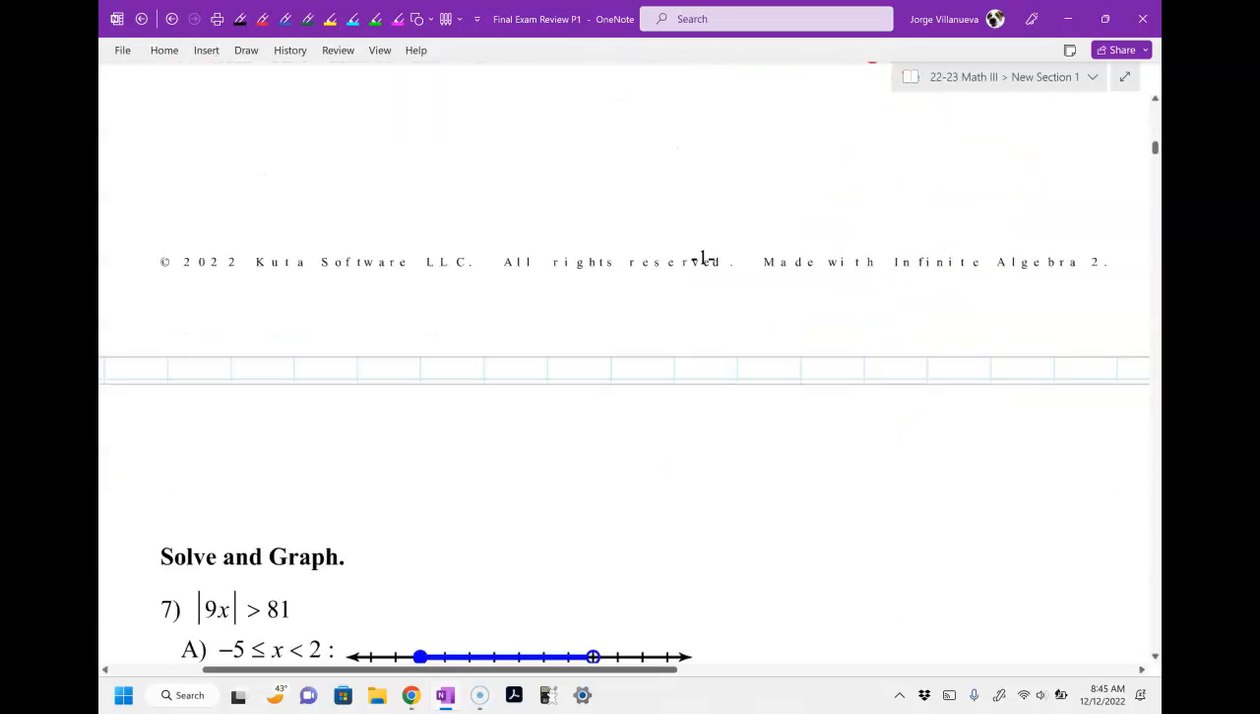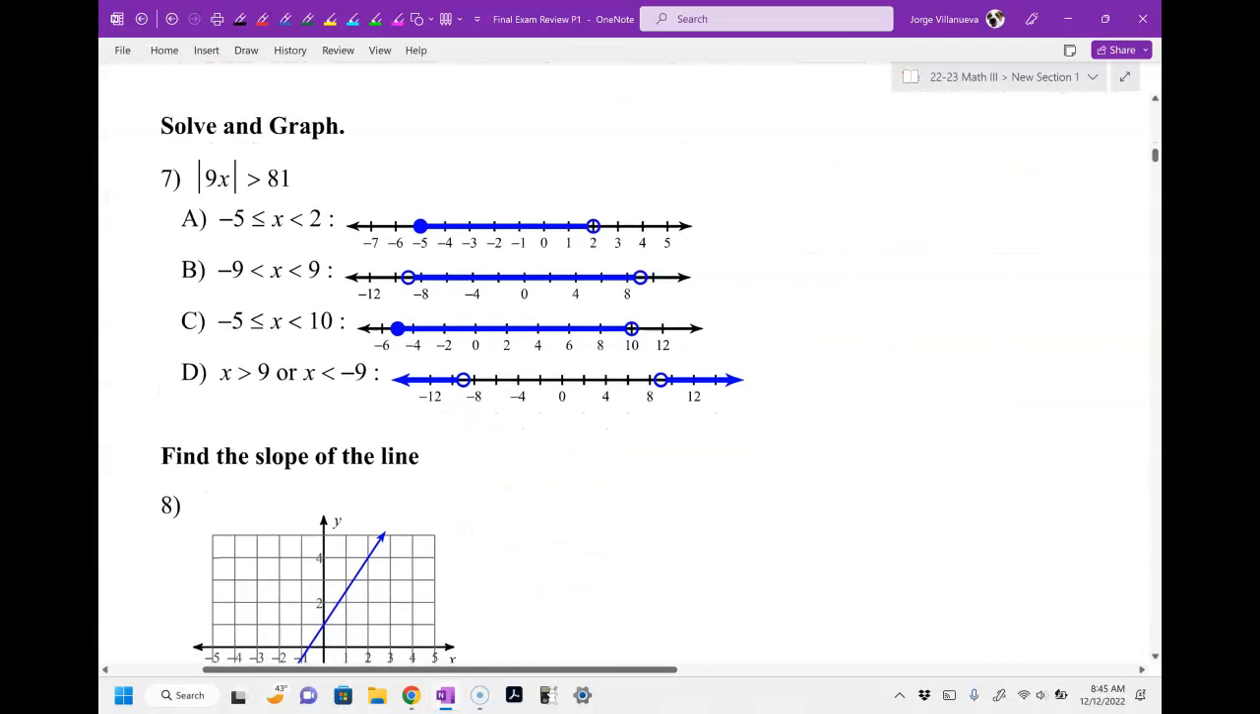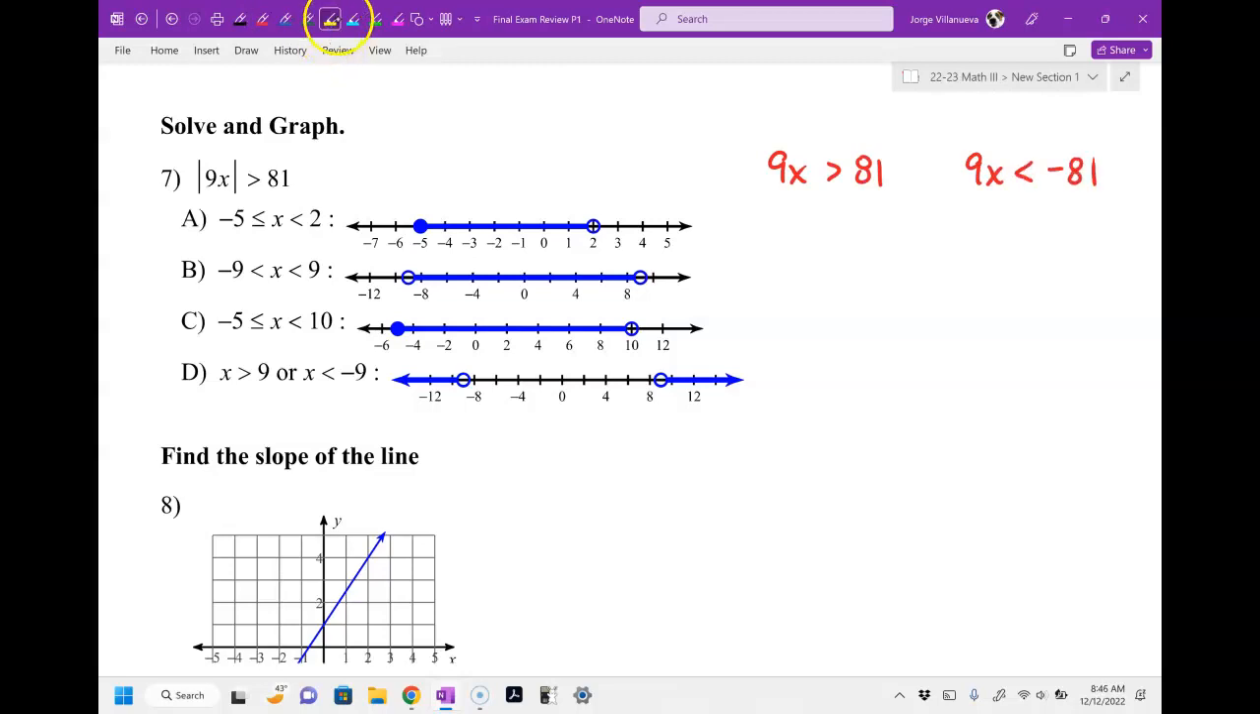All right, let's move on to 7. So solve and graph. Now, this is another absolute value, which means that you have 2 different equations you got to write. So I'm going to write 9x is greater than 81, and then 9x is less than negative 81. And remember, this is the symbol that gets flipped and then the sign that gets changed. Two things have to happen. So you got to flip the symbol and change that value of 81. You want to change it to positive, negative.